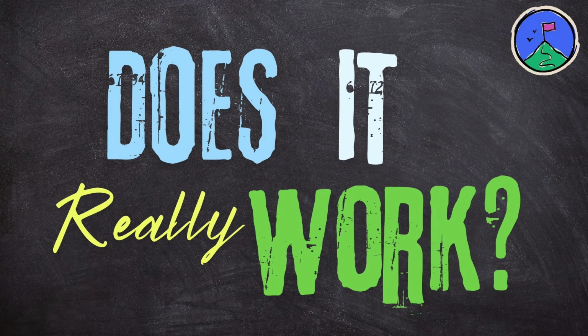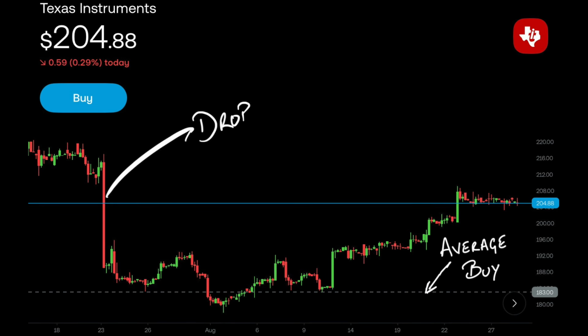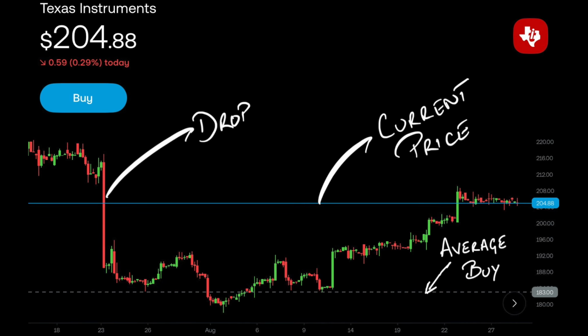Now let me share a few examples from my actual trade. In the first example, let's go back to Texas Instruments, the stock we have been using in this video. After the earnings dropped, the price dropped sharply, but instead of rushing in, following the similar approach at different time frames, it allowed me to average in at around $183 mark. From there, the price gradually recovered, and as you can see, it's now holding well above the $200 mark.